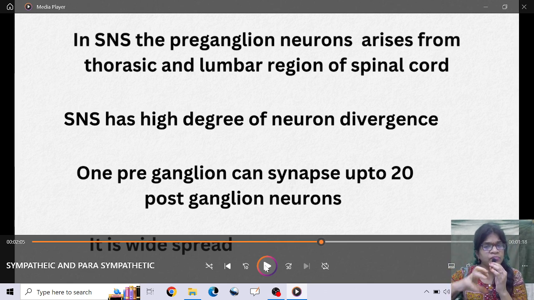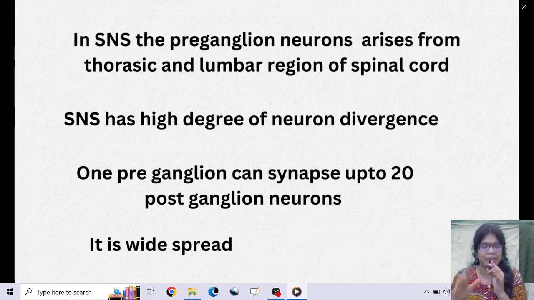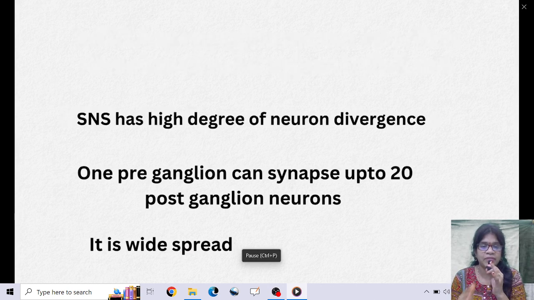They are very well diverged, like they are completely spread. That is how the sympathetic nervous system happens. So one preganglionic neuron can have synapses with up to 20 postganglionic neurons. This is how the ratio is. For one preganglion, it may give rise to 20 postganglions. We have synapses in the ganglion. So I told you, it is widespread, better than your parasympathetic. This is how the sympathetic nervous system works.